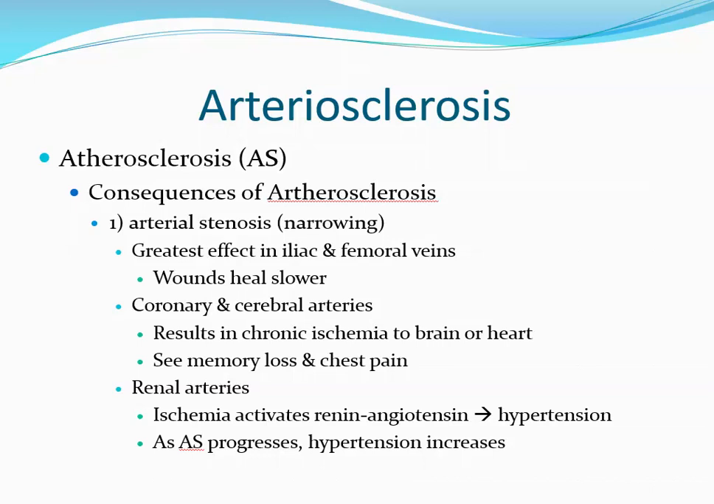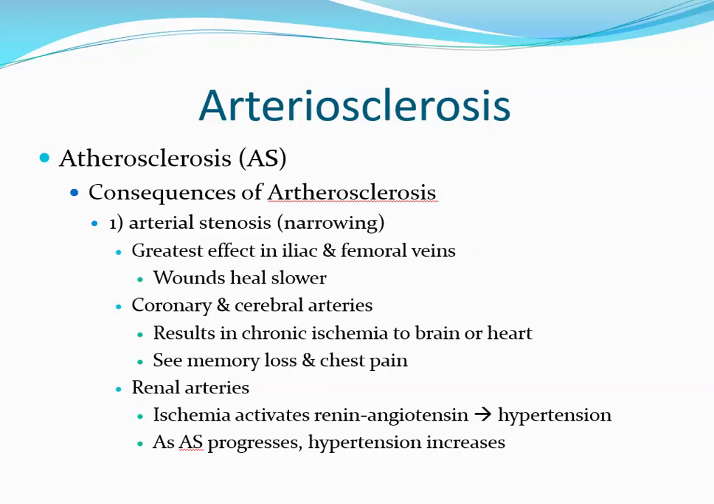In the femoral and iliac veins, wounds will begin to heal slower. Skin wounds may ulcerate, leading to an increased risk of infection and development of gangrene. Narrowing of the coronary and cerebral arteries can result in chronic ischemia in the brain or the heart, resulting in slow, progressive loss of functioning. This can result in memory loss and confusion when it affects the brain, or chest pain at low levels of activity in the heart.